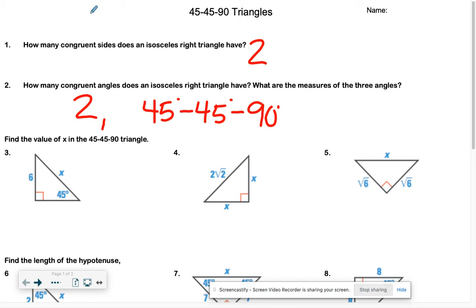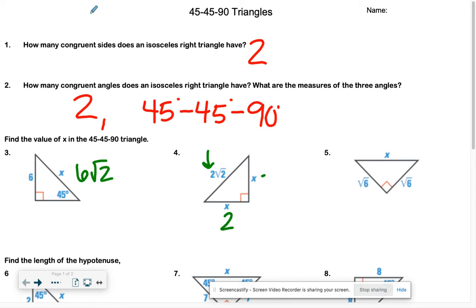Okay, find the value of x in the 45, 45, 90 triangle. 6. So we know we're looking for our hypotenuse, right? To get your hypotenuse, you just have to put the 6 square root 2. Yep, add that root 2. Done. And then the other one would be 2. Now this time we're looking for our leg, which is just the number out in front.